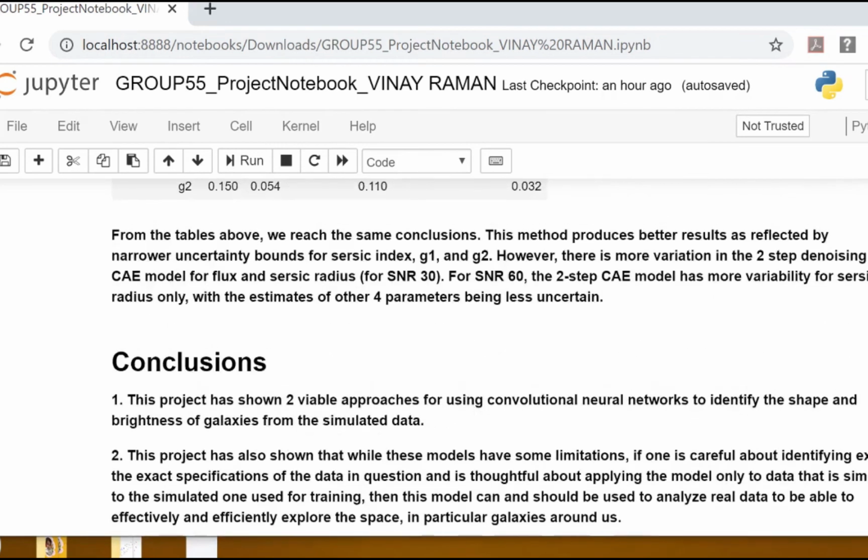So, conclusions. We have shown there are two viable approaches. The first one is to use the naive convolutional neural network and predict the parameters by training on noisy images directly. The other one is to use a denoising autoencoder to remove the noise in the image, and then use the reconstructed image without noise as input to the convolutional neural networks. If the underlying data doesn't have the same PSF, then the predictions are pretty bad. And for off-center galaxies as well, the predictions are not as good.